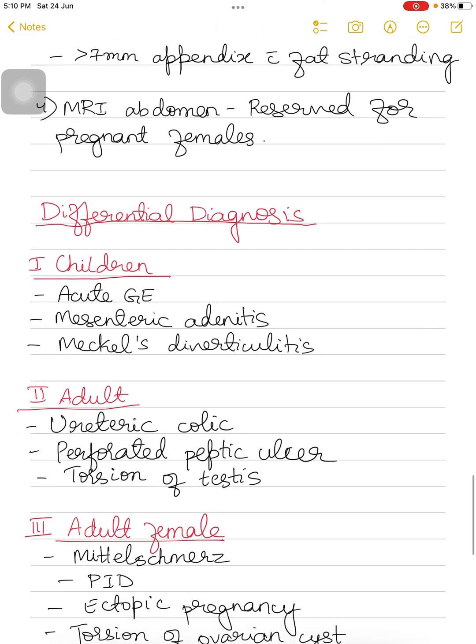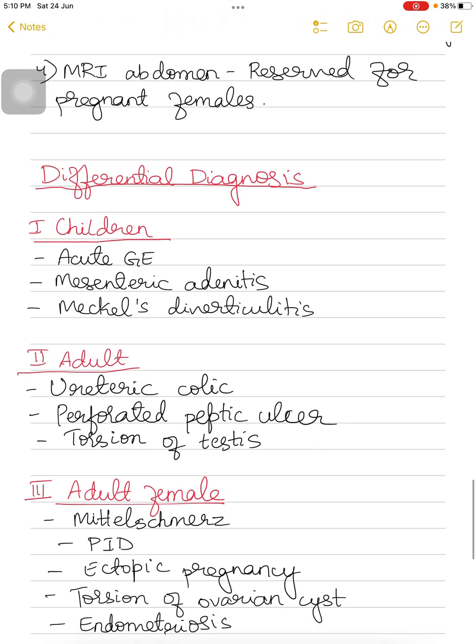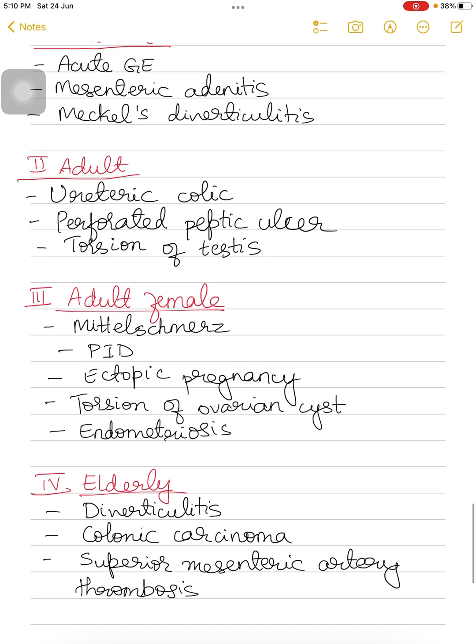Differential diagnosis: first, in children, acute gastroenteritis, mesenteric adenitis and Meckel's diverticulitis. In adults, ureteric colic, perforated peptic ulcer, torsion of testis. Third, in adult females, Mittelschmerz, that is the ovulatory pain seen mid-cycle when there is release of the ovum from the ovaries, and pelvic inflammatory disease, ectopic pregnancy, torsion of ovarian cyst, endometriosis. And fourth, in the elderly: diverticulitis, colonic carcinoma and superior mesenteric thrombosis.